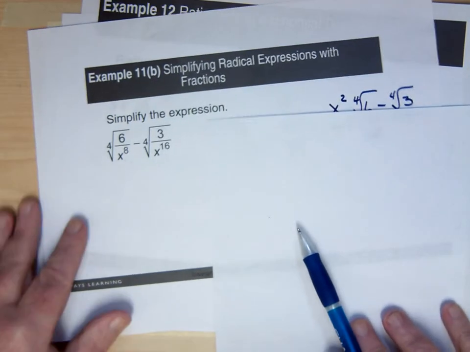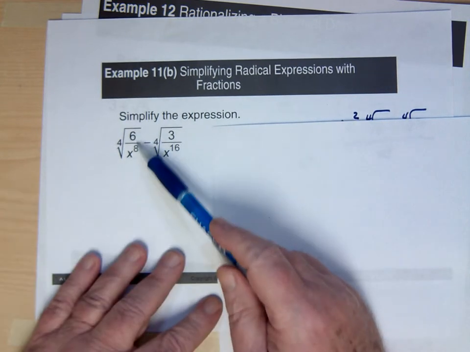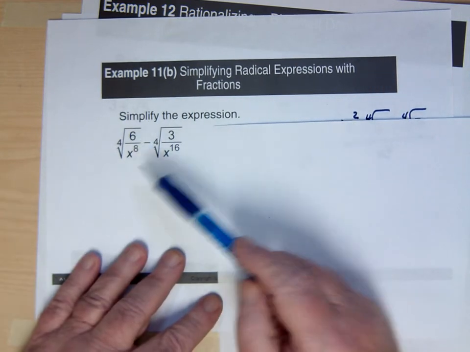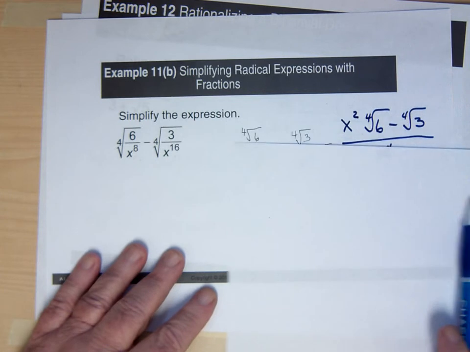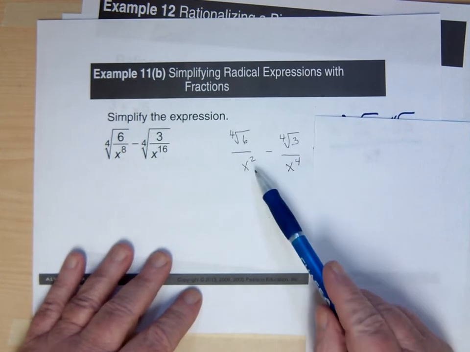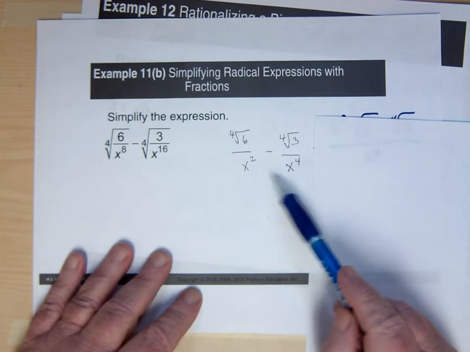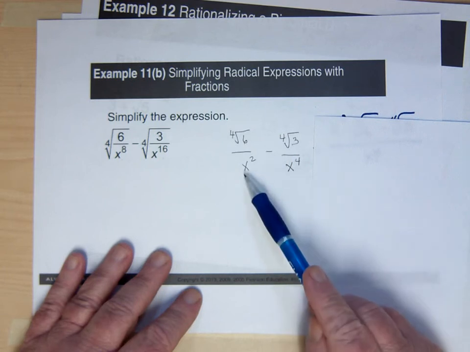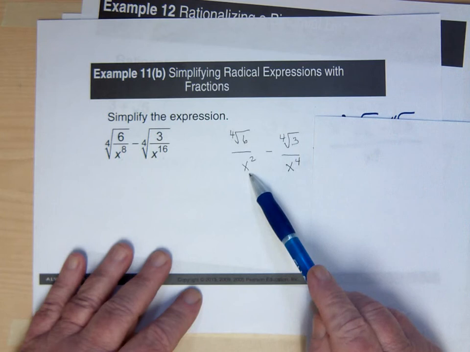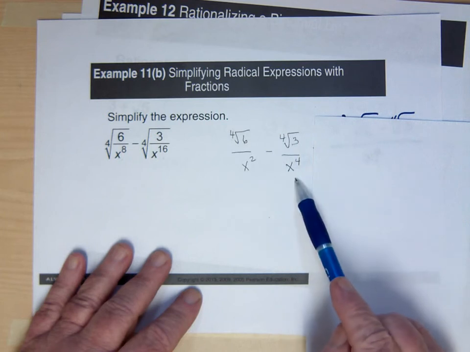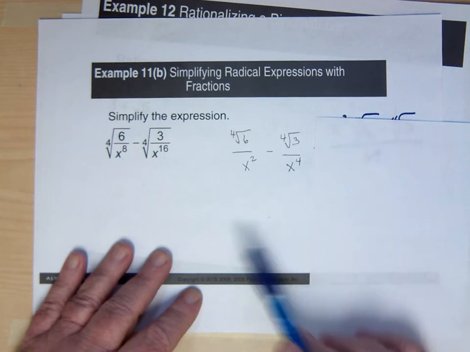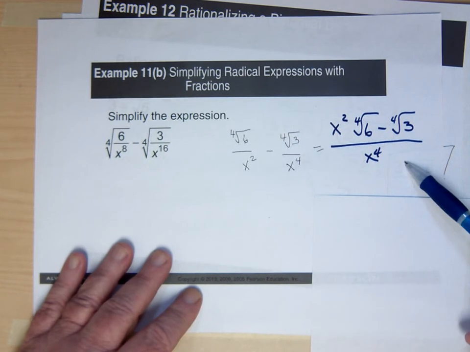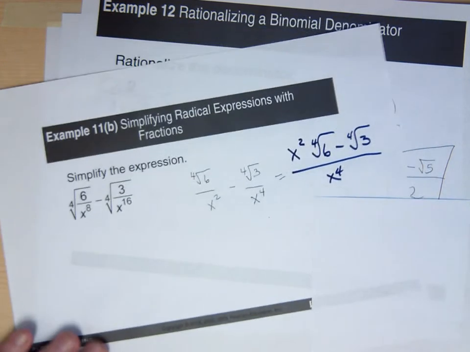In this one, I will take the 4th root of the top and bottom and the 4th root of the top and bottom. And so I will get this. And now, to combine these two fractions, I need a common denominator, which means I have to multiply this one, top and bottom, by x squared, because the least common denominator is going to be x to the 4th. I do that, and I get this answer in a simplified form.